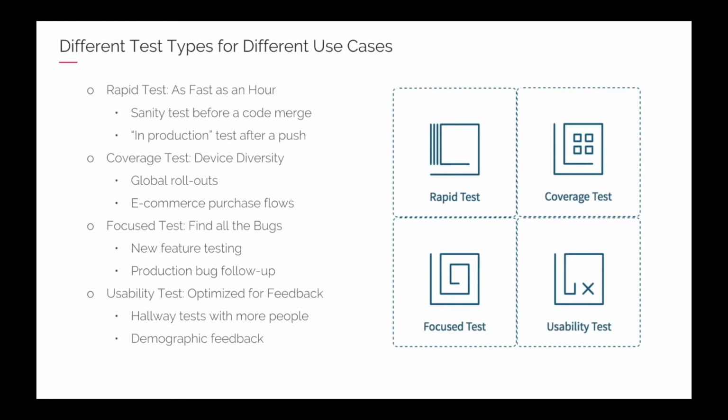And finally, we can also optimize tests, as Fernando alluded, for usability feedback. You can think of it as a hallway test, but with more people and with a little bit more demographic profiling than you can get in a typical development team's hallway. So that's the breakdown of the tests that TestIO offers and the use cases that we find for them. You can also do a custom test that allows you to set all the variables.